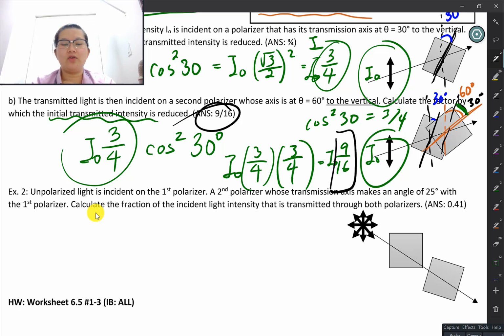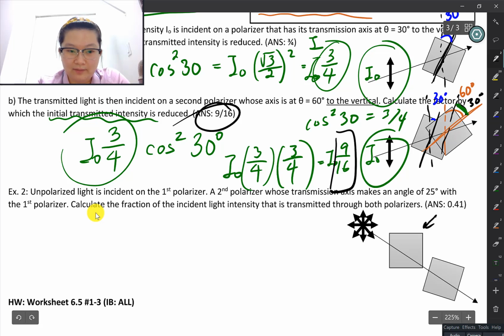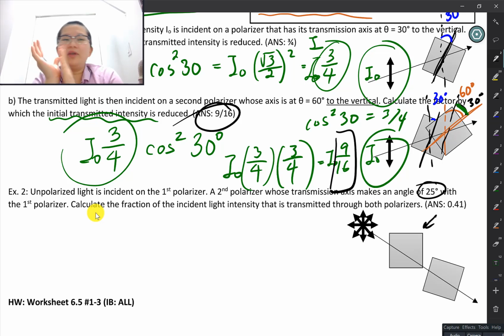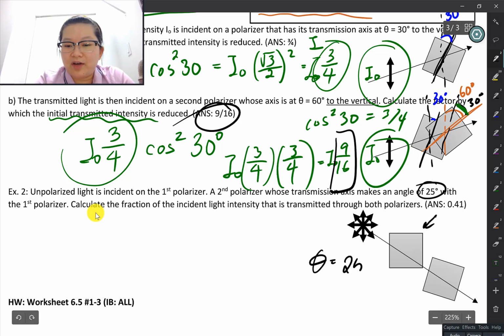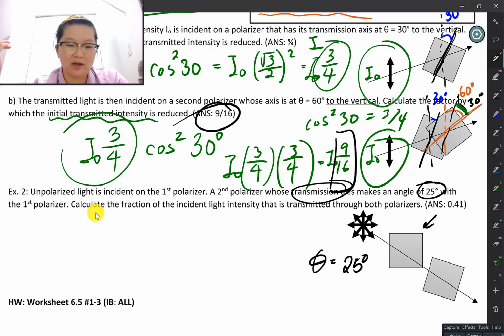Now, the question doesn't tell you what the transmission axis is for the first polarizer, but it does tell you that the light leaving the first polarizer is going to make a 25-degree angle with the second polarizer. So, because it tells us that angle, we don't have to worry about trying to figure out relative to the vertical, horizontal, whatever. We know that this angle here is going to be 25 degrees because it is relative to the transmission axis, and that's all we care about.